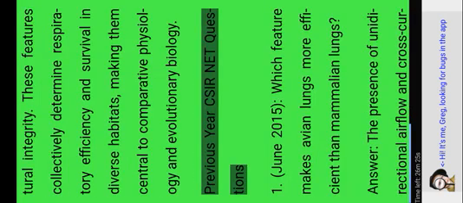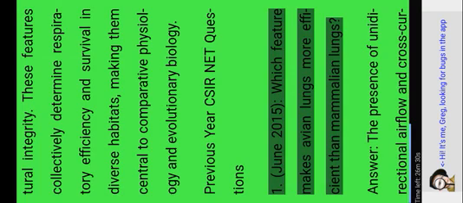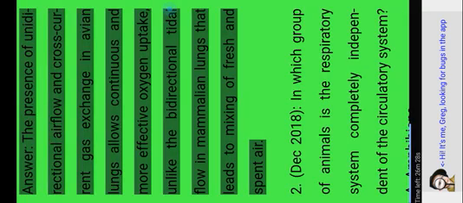Previous year CSIR-NET questions. 1. June 2015, which feature makes avian lungs more efficient than mammalian lungs? Answer. The presence of unidirectional airflow and cross-current gas exchange in avian lungs allows continuous and more effective oxygen uptake, unlike the bidirectional tidal flow in mammalian lungs that leads to mixing of fresh and spent air.